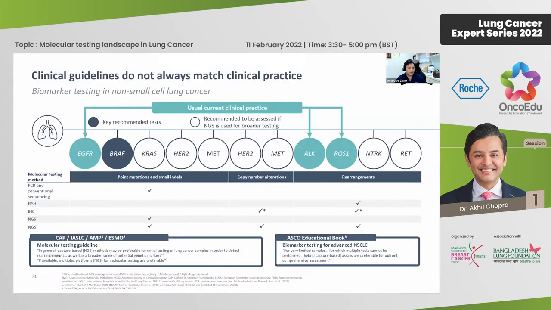Just to finish up my talk, the clinical guidelines, as we all know, mention biomarker testing in non-small cell lung cancer, the key recommended tests. And this list keeps on continuing every year, including EGFR, BRAF, KRAS, HER2, MET, ALK, ROS, NTRK, RET. And the benefit of NGS is that it looks at all these mutations, whereas the category one and category two tests have to be done one at a time.